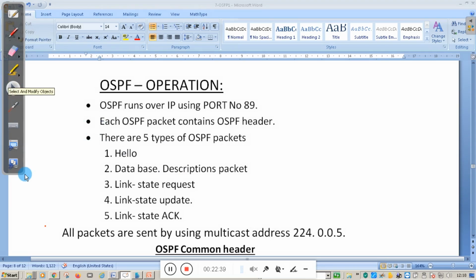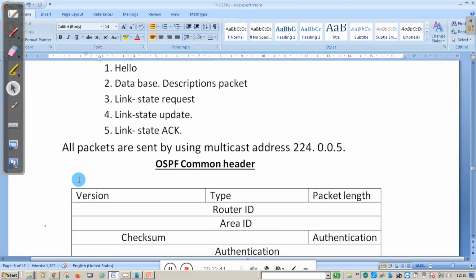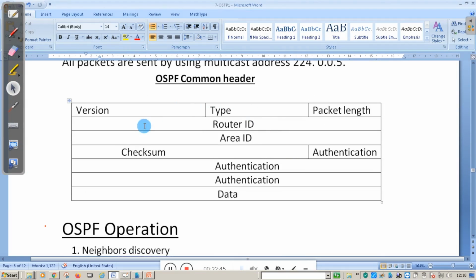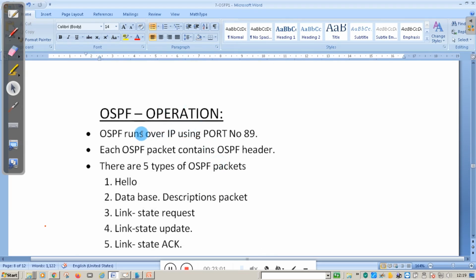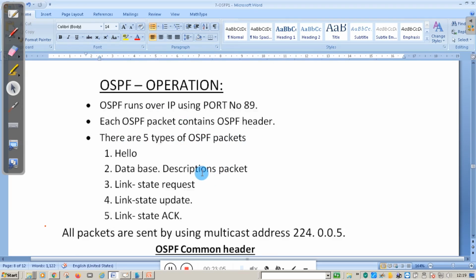Next one is, all the packets are sent by using a multicast address. This is the common header format. All these are not there in the VTU syllabus with reference to the 18CS52 subject, so I will skip this information, but you should know how it will operate. For that you should know it runs over IP and port number 89. It will use 5 types of packets.